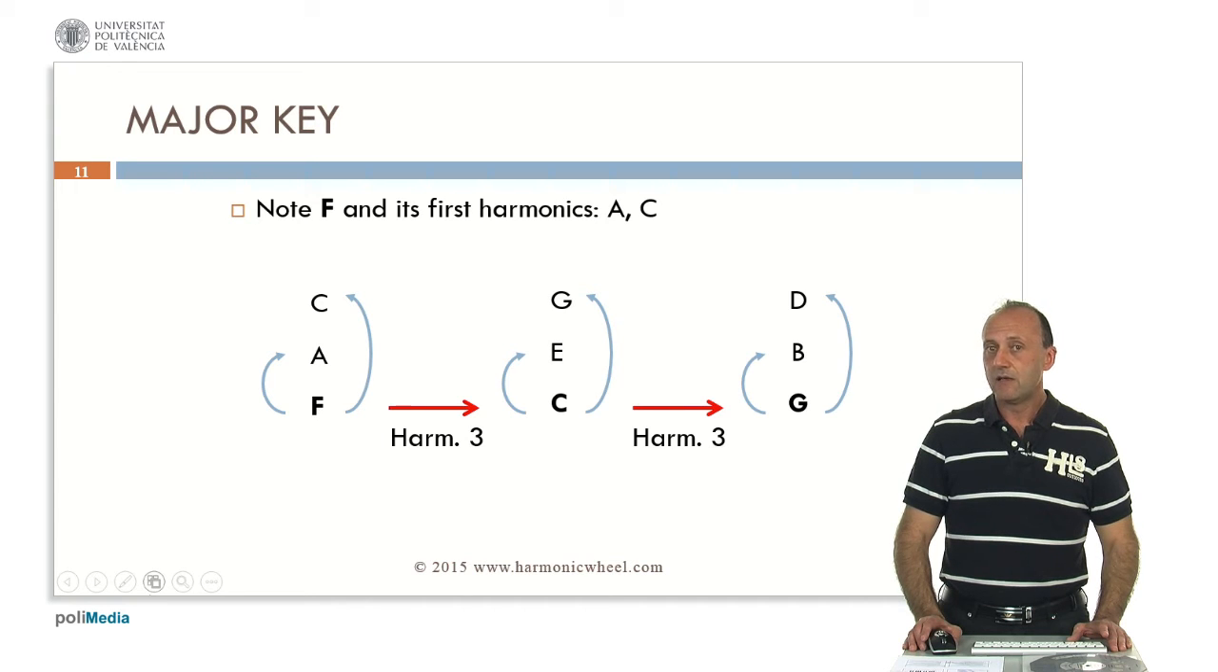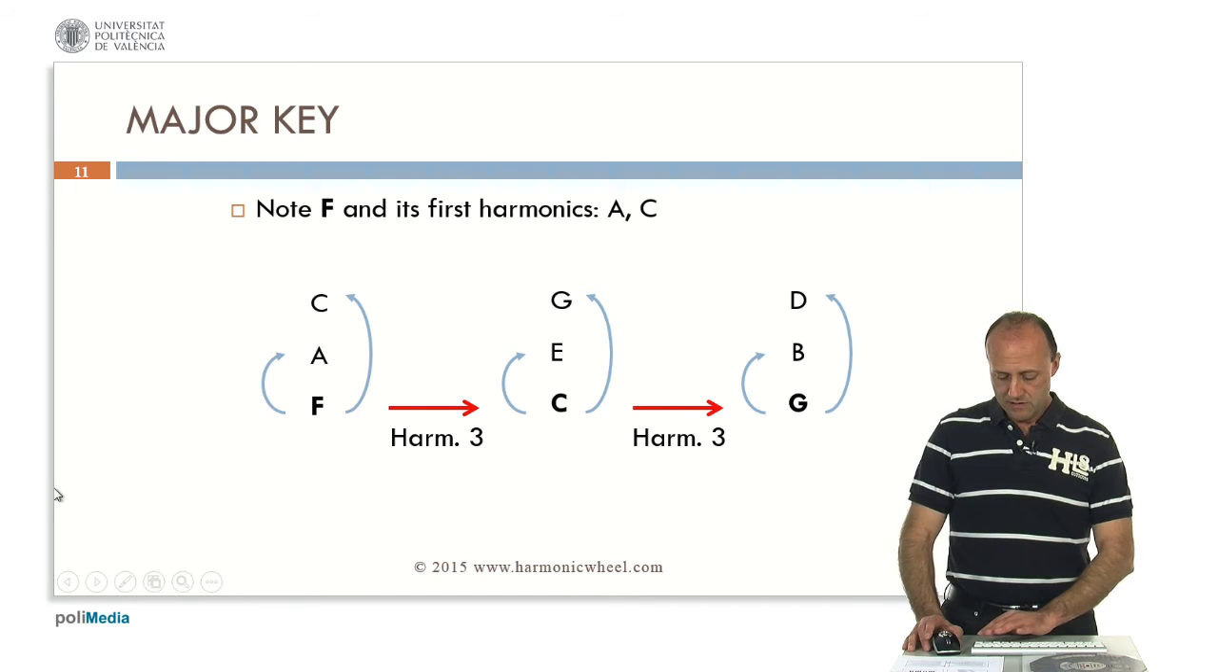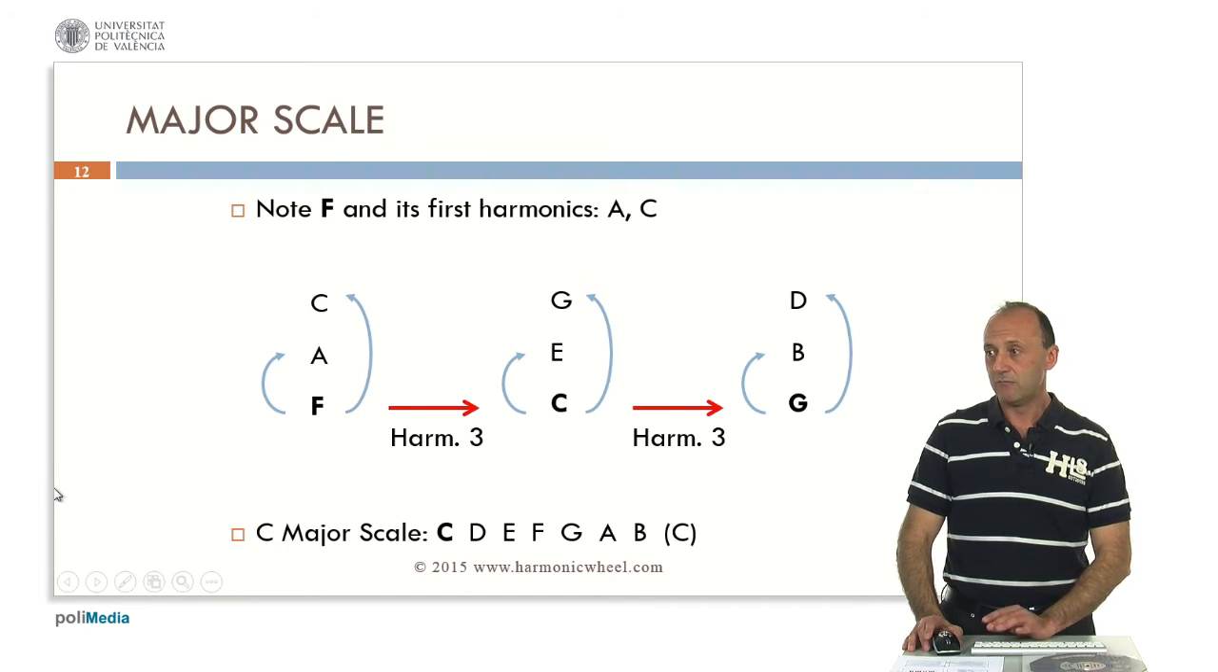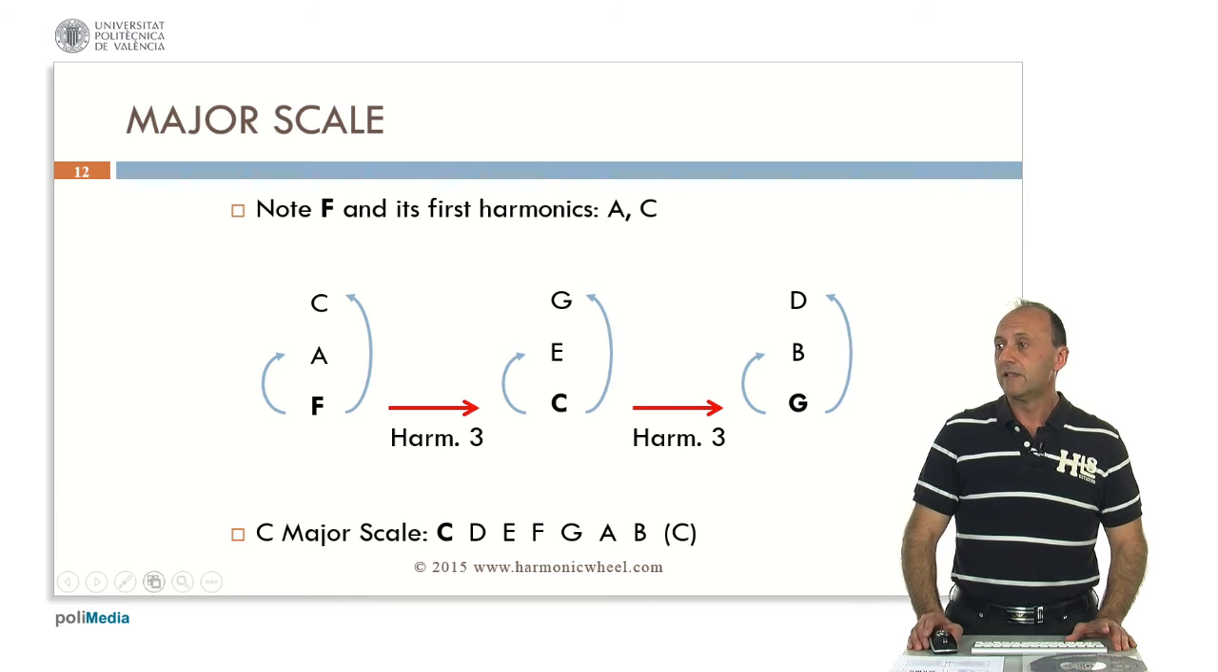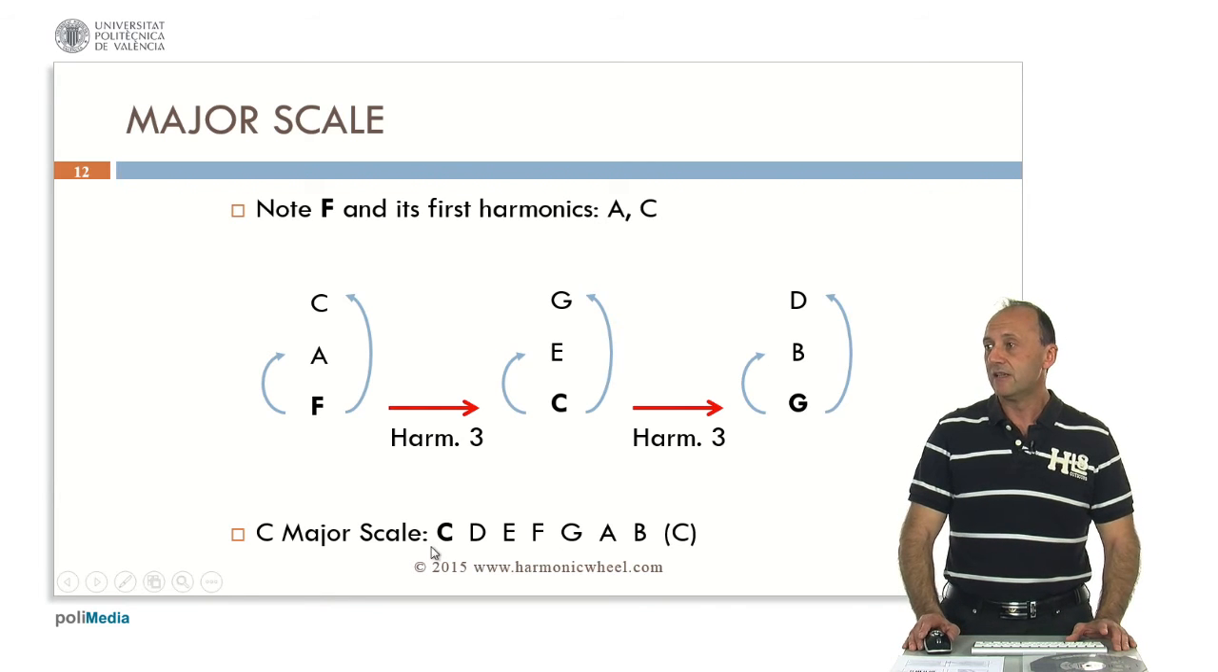Particularly the C major key, because we started with note C. If we sort these notes by their pitch, we obtain the corresponding C major scale, whose notes are C, D, E, F, G, A, B, and again C.